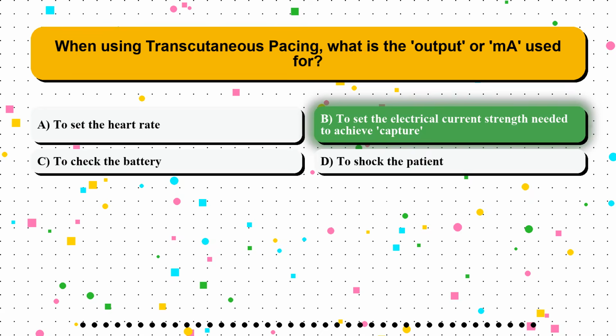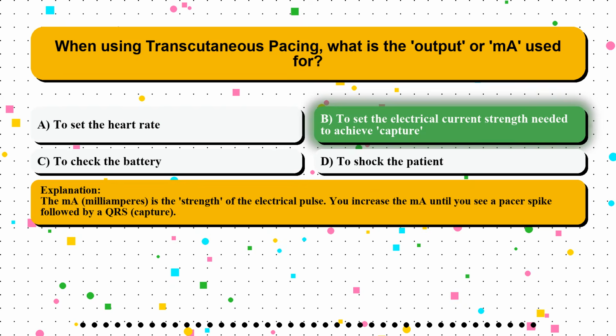The correct answer is option B, to set the electrical current strength needed to achieve capture. The mA, milliamperes, is the strength of the electrical pulse. You increase the mA until you see a pacer spike followed by a QRS, capture.